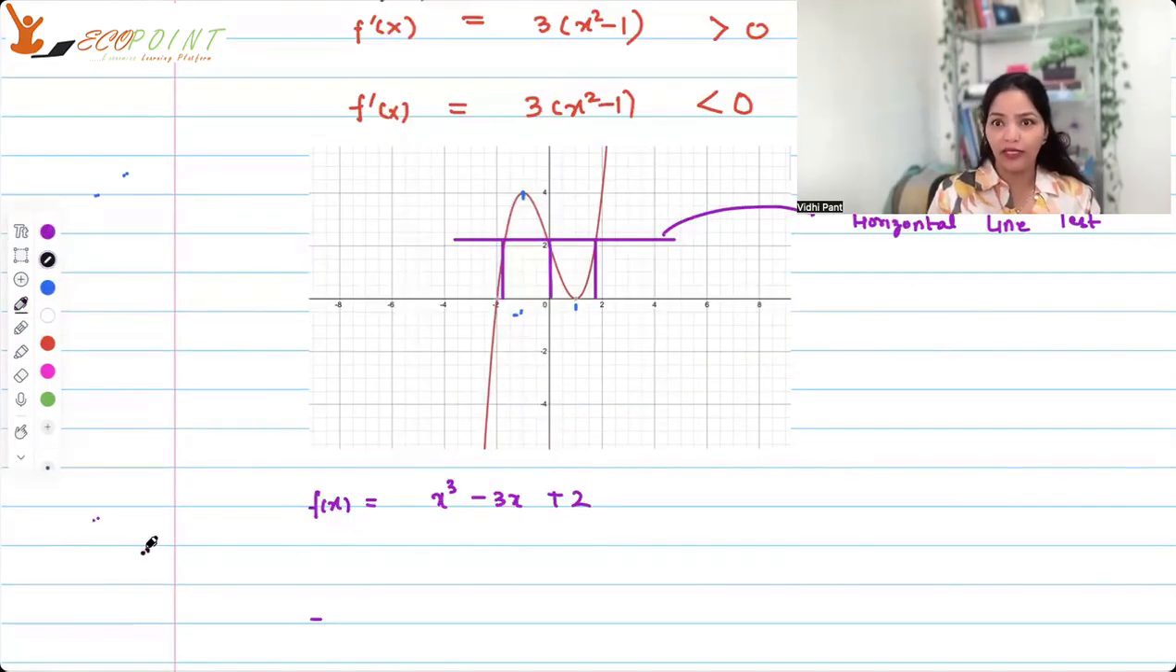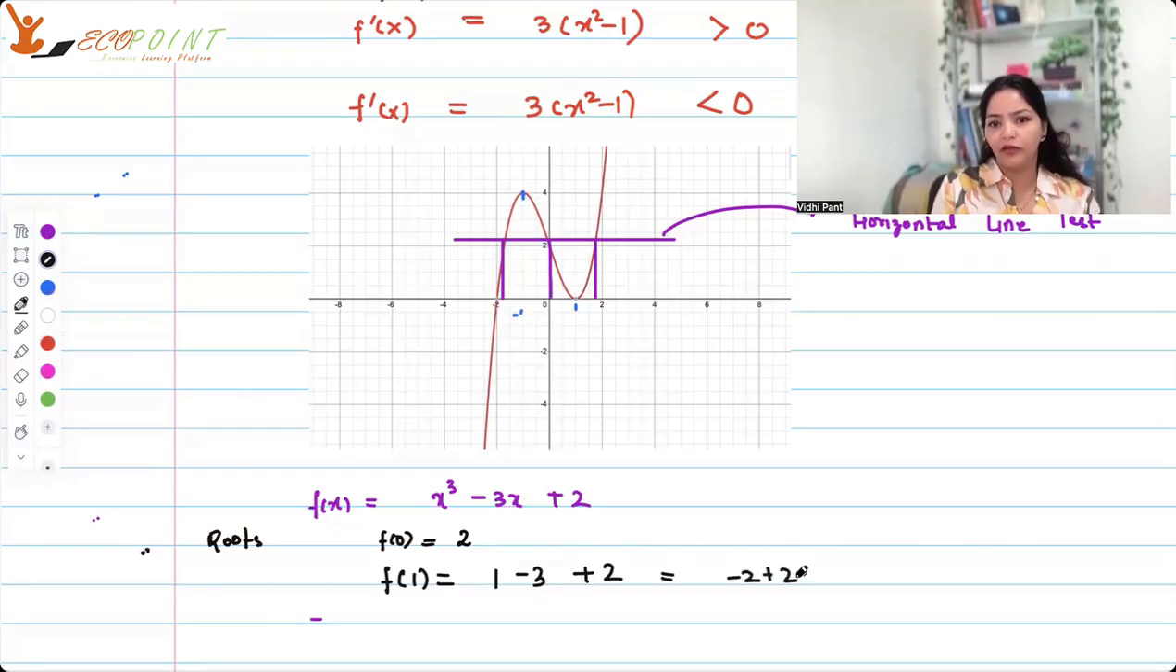Another way you can deal with polynomials is to try to look for the roots. Let's see if we are able to. Well, if I put x as 0, let's try hit and trial. At 0, this function is giving me 2. So that's not the root, right? If I put 1, what am I getting? I'm getting 1 minus 3 plus 2, and that gives you minus 2 plus 2, that is 0. So 1 is one of the roots.